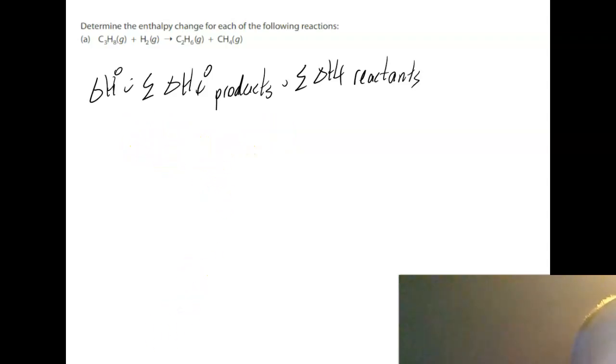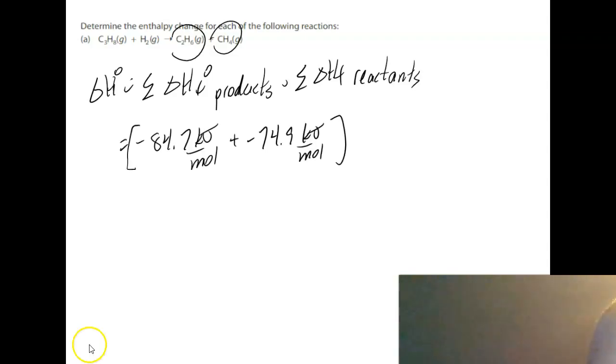We're going to focus on our products first. We're going to find C2H6 and then CH4 in the heats of formation table. And because there's 1 mole of each produced, I don't need to multiply either of those values by any coefficient. And there they are for my products. Here is C2H6's heat of formation, negative 84.7 kilojoules per mole, added to methane's heat of formation, negative 74.9 kilojoules per mole.